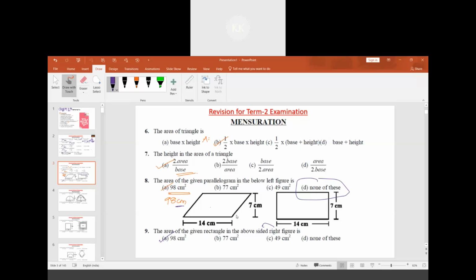If in the option the answer is given as 98 centimeter square, that is the correct one. If I give only 98 centimeter, then none of these.